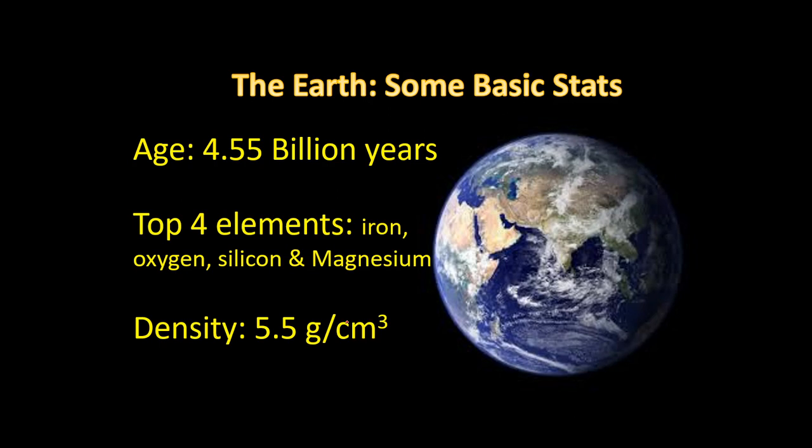So, the top 4 elements. This is something you want to know. These are the top 4 elements in the entire Earth. Iron is number 1, oxygen number 2, then silicon and magnesium.